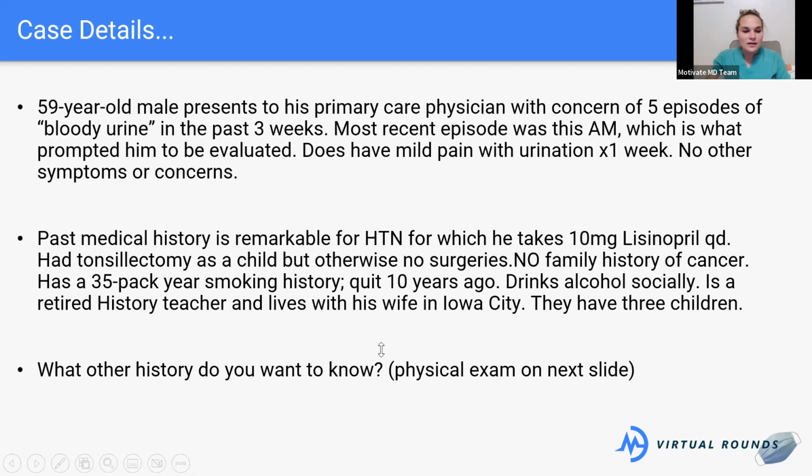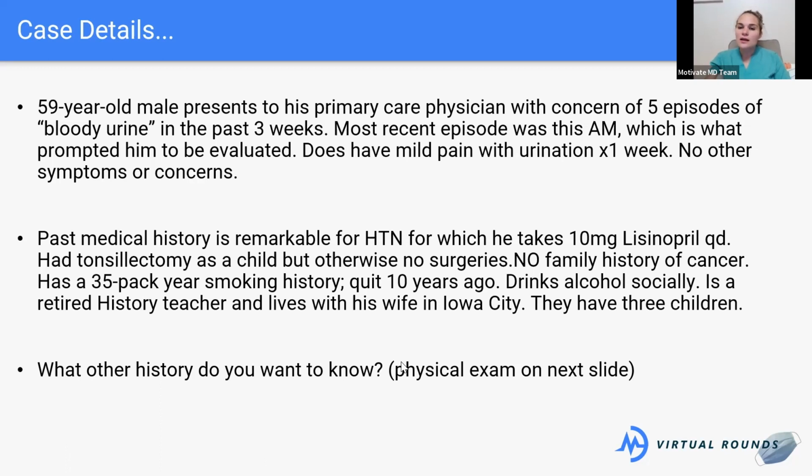Yes, he has a 35-pack-year smoking history. Great, that's always important. Anything else that we want to know about him? Let me ask you this. When you're thinking about somebody, recent infections is what Adam said. Why are you going to ask him about recent infections? UTI, yeah, absolutely. A urinary tract infection is something that would be on our differential.